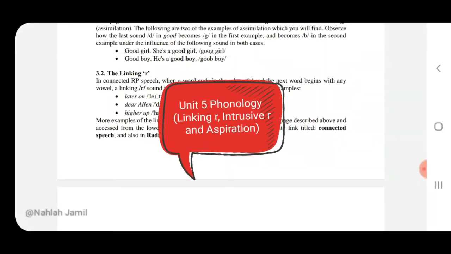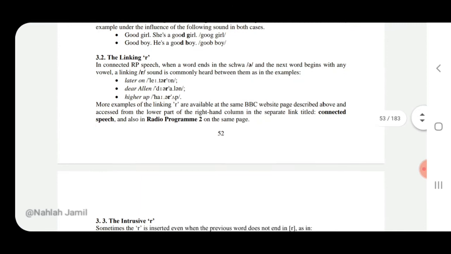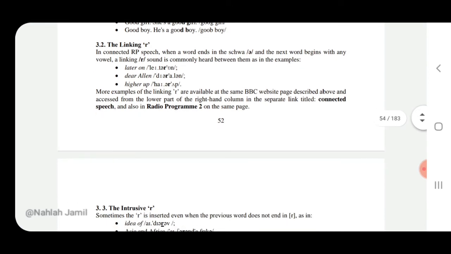Hello everybody, it is Nahla again, and this is part 3 for Unit 5, Phonology. So we are going to continue with the linking R.